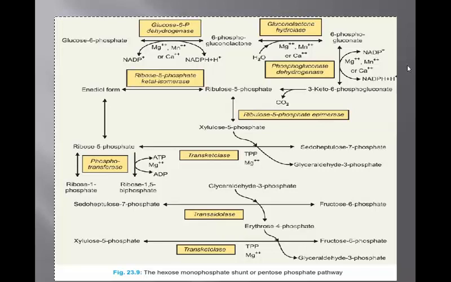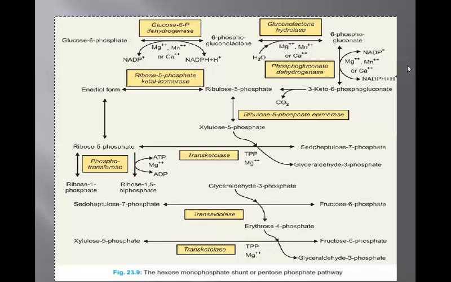As 3 molecules of glucose 6-phosphate entered, the ribulose 5-phosphate which is formed will lead to the formation of 2 molecules of xylulose 5-phosphate and another pentose sugar, that is ribose 5-phosphate. So 3 molecules of pentose sugars are formed, 2 xylulose, 1 ribose. Now this xylulose 5-phosphate and ribose 5-phosphate can form sedoheptulose 7-phosphate and glyceraldehyde 3-phosphate.